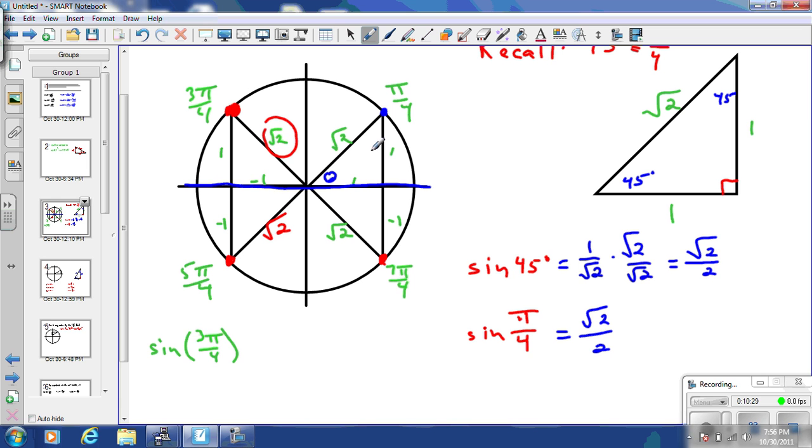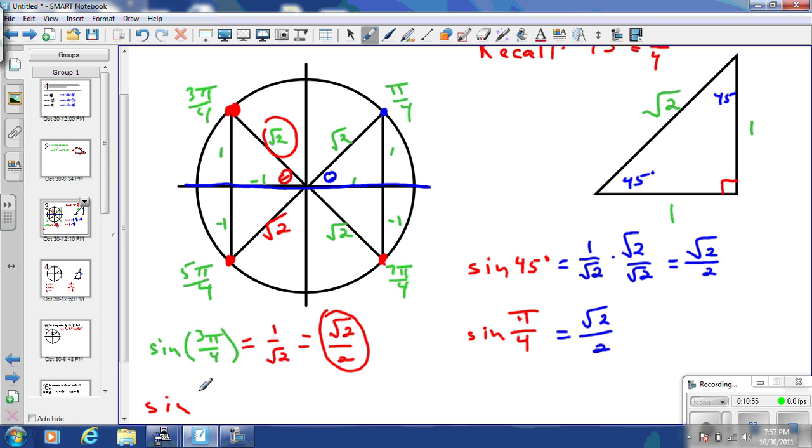They're both positive. So to evaluate the sine of 3 pi over 4, which is here, I use this angle now. This is my reference angle. And I do sine from there, which is opposite over hypotenuse. So I once again get 1 over square root of 2, which when I rationalize it by multiplying top and bottom by the square root of 2, becomes the square root of 2 over 2.